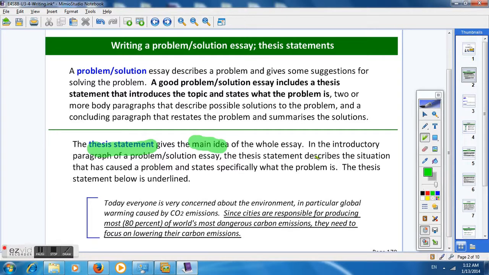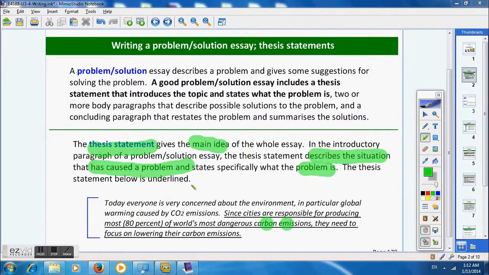So again, the thesis statement gives the main idea of the whole essay. This one describes the situation that has caused a problem and states what the problem is. So what is the problem here? Okay, the problem is carbon emissions. And what causes the problem? Okay, the cause is what? Cities.